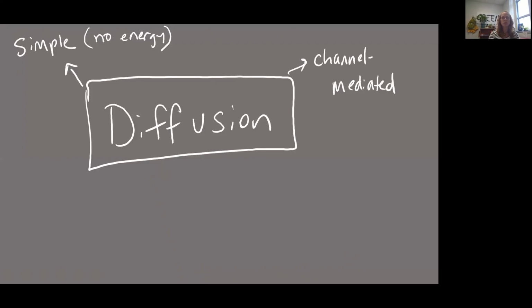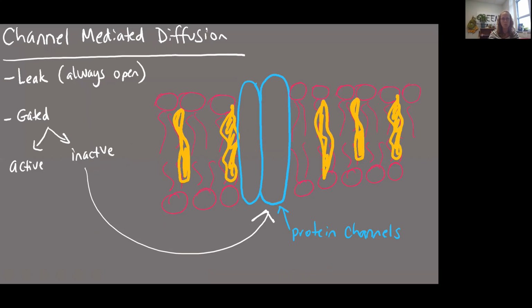Another type of diffusion is described as channel-mediated. Now, we talked about channels when we talked about our cell membrane anatomy. So remember, we saw proteins embedded in the cell membrane forming these specialized doorways. Now, in the case of your channels, there are two different types. There's what's described as a leak channel. Leak channels, by definition, are always open. So that means that material is always able to move in or out of the cell using that doorway. Then we have what are referred to as gated channels, and these can either be active or inactive.